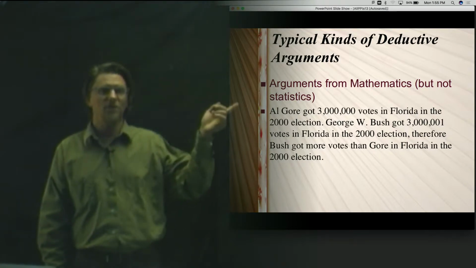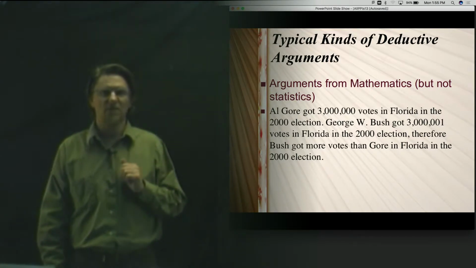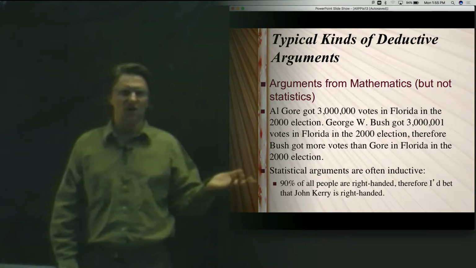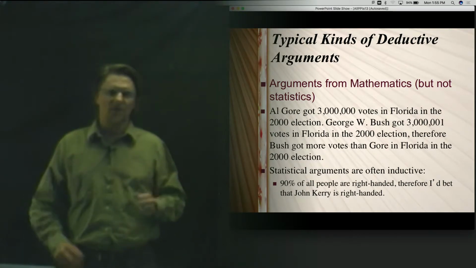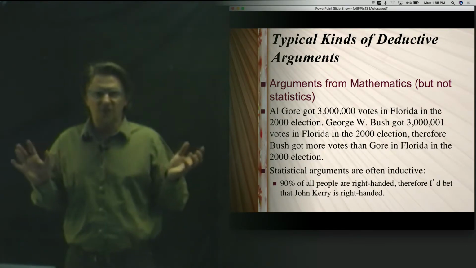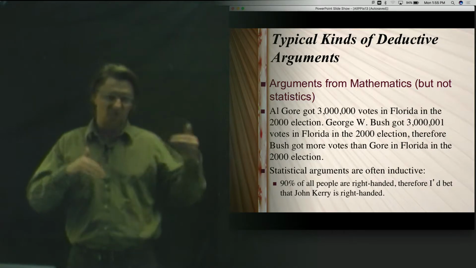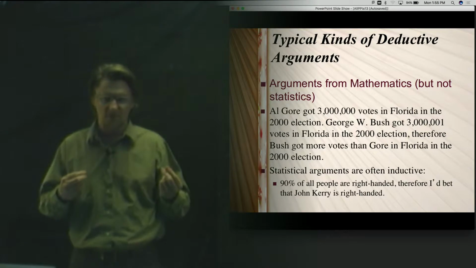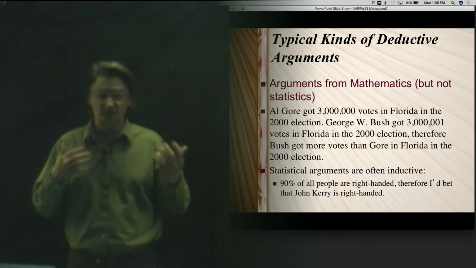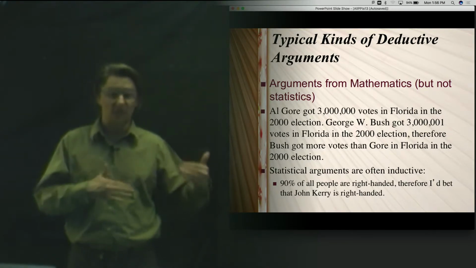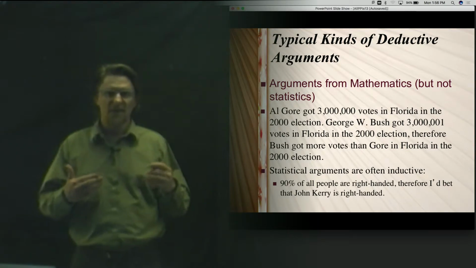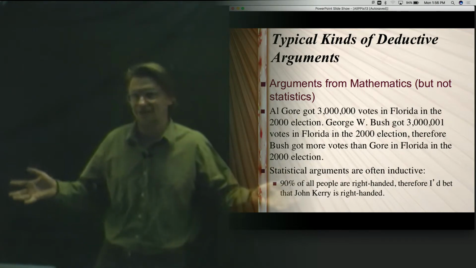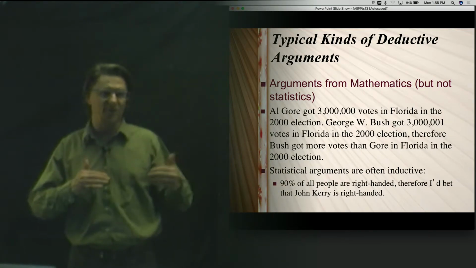But notice the parenthesis here at the end of arguments for mathematics where I say, but not statistics. So in other words, statistical arguments are often inductive, and here's an example of that, right? If we learn that 90% of all people are right-handed, and we say, therefore, so we're going to conclude something from that, therefore I bet that John Kerry is right-handed, well, that conclusion, that John Kerry is right-handed, is not guaranteed by the premise. It's simply likely, right? There's a 90% chance that if we don't know anything about John Kerry, he will be right-handed.